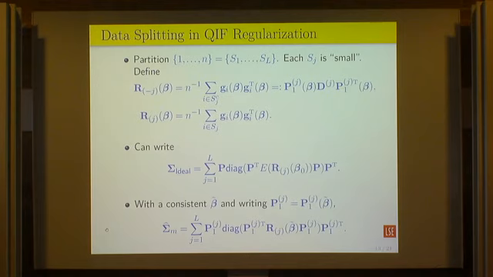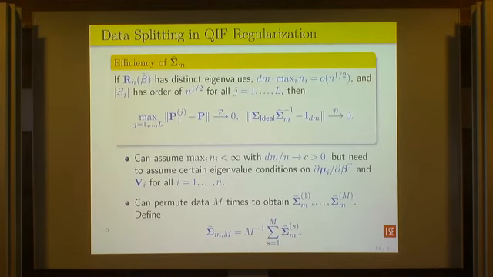Of course, we need to sum from 1 to L. Then this will be our estimator for the covariance matrix Rj. So how will this estimator do compared to just the usual quadratic inference function, where you just use the sample covariance as the covariance matrix estimator? So we will see in a minute.